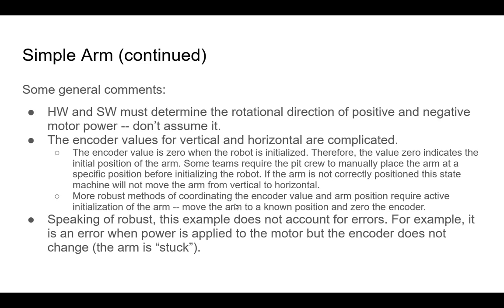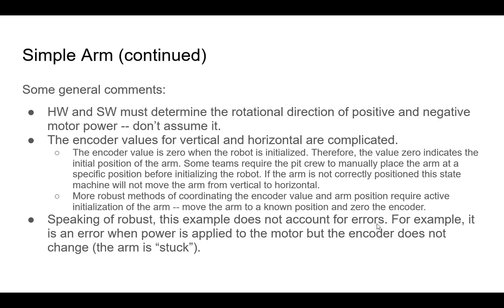There are really neat, robust methods for coordinating this and for understanding what the encoder value is, and that requires active initialization. That's for another discussion. It's not part of this. The other thing this example doesn't do is that it's not robust. This is a very simple example for you. Why isn't it robust? Because it doesn't account for errors.